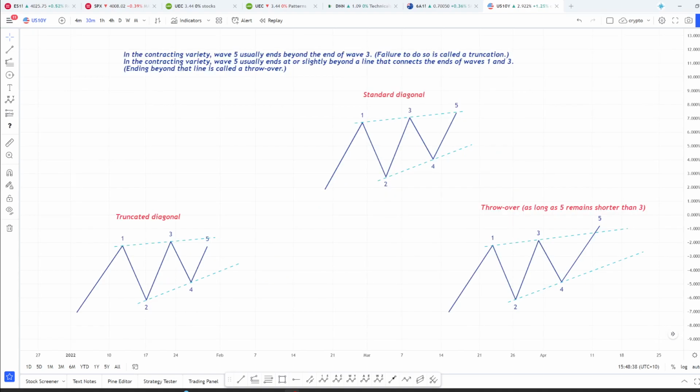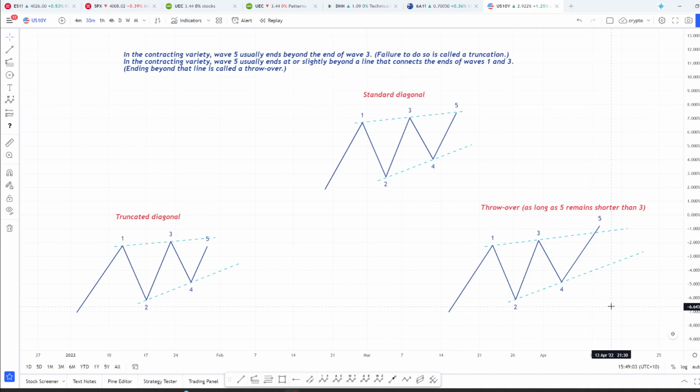So the next few guidelines here, in the contracting variety, wave 5 usually ends beyond the end of wave 3. Failure to do so is called a truncation, and that's illustrated in the bottom left. In the contracting variety, wave 5 usually ends at or slightly beyond a line that connects the ends of waves 1 and 3. Ending beyond that line is called a throwover.